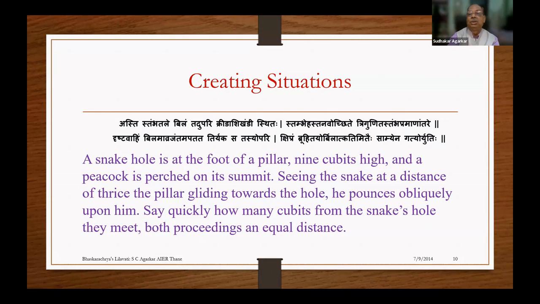Earlier, there was no foot or inch, so the hand was the unit. And a peacock is perched on its summit. Seeing the snake at a distance of thrice the pillar gliding towards the hole, he pounces obliquely. So the pillar is 9 cubits, which means the snake is at a distance of 27 cubits. Say quickly how many cubits from the snake hole they meet, both proceeding at equal distance.